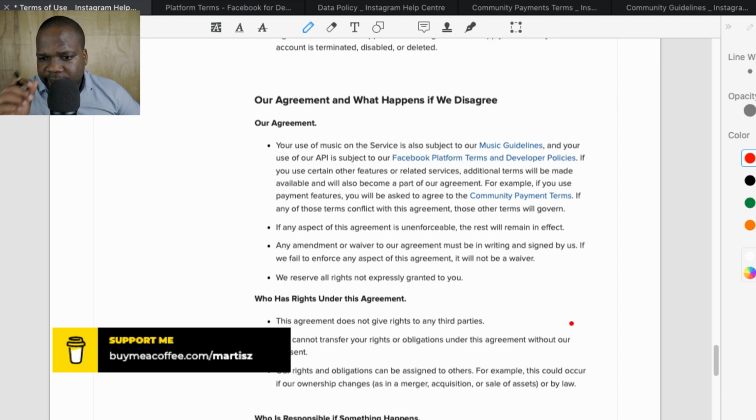Okay, what happens if you disagree? So you say this, they say that, and what can you do? Use of music on the service is subject to music guidelines.